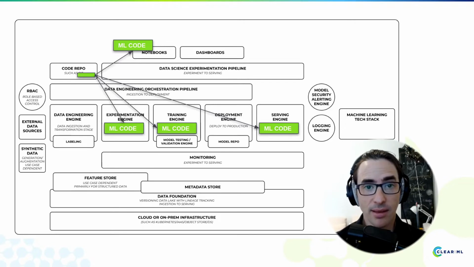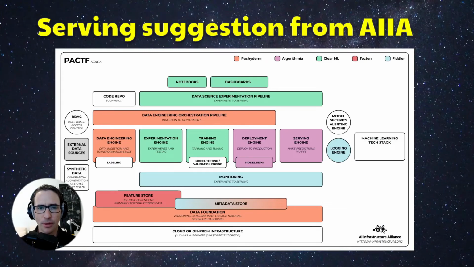Actually, if you're into stacks, this might look useful for you. What you should do is take a coloring book pen approach to this and just ink in whether you're using an in-house solution or a store-bought one or an open source one, which is also bought, and I have a talk about this. For example, in this paper that I mentioned, they have a serving suggestion. If you take Pachyderm, Algorithmia, ClearML, Tecton, and Fiddler, you can build a pretty good stack. The only stuff you have to build on your own is in these portions.